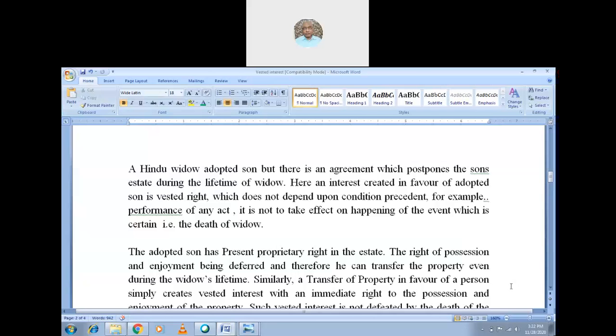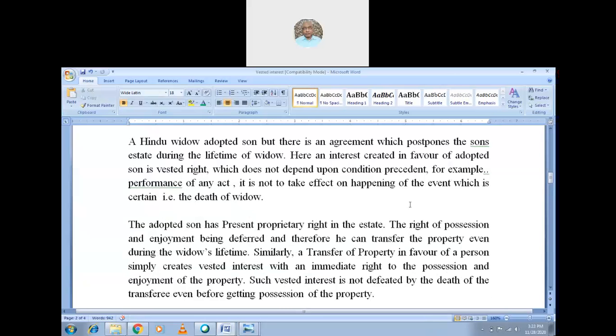And here, when the son is a minor, he cannot enjoy the property. Till the completion of majority, that is 18 years, the vested interest would be there, but he can enjoy the property only after 18 years. Here, an interest created in favor of the adopted son is a vested right, which does not depend upon a condition precedent, for example, performance of any act. It takes effect on the happening of an event which is certain, that is the death of the widow. So the death of the widow is certain. Then after the death of the widow, the vested interest would be with the son.